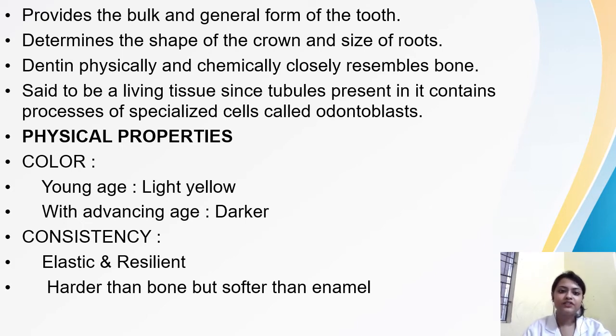It is said to be a living tissue since tubules are present in it and contain processes of specialized cells called odontoblasts. So the sensitivity and pain, we all know, are because of the dentin. Now, what are the physical properties? First, color. In young age it is light yellow, and with advancing age it grows darker. Consistency: elastic and resilient. It is harder than bone but softer than enamel. So enamel is the hardest, and after that, dentin.